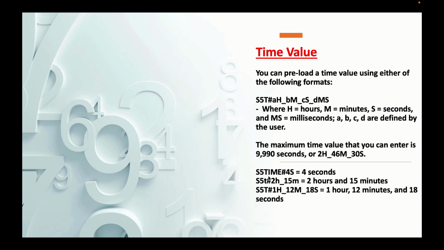For example, if you want to use S5 time hash for 1 hour 12 minutes 18 seconds, you can enter in this format or this format. So any one format you can use to enter the time value, and you can enter a maximum of 9990 seconds or 2 hours 46 minutes 30 seconds. This is the maximum value you can enter in the timing. You can use a maximum of 256 timers.